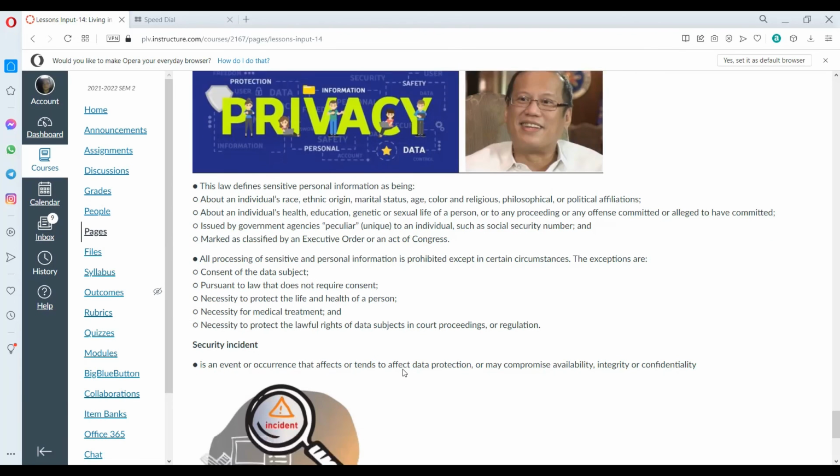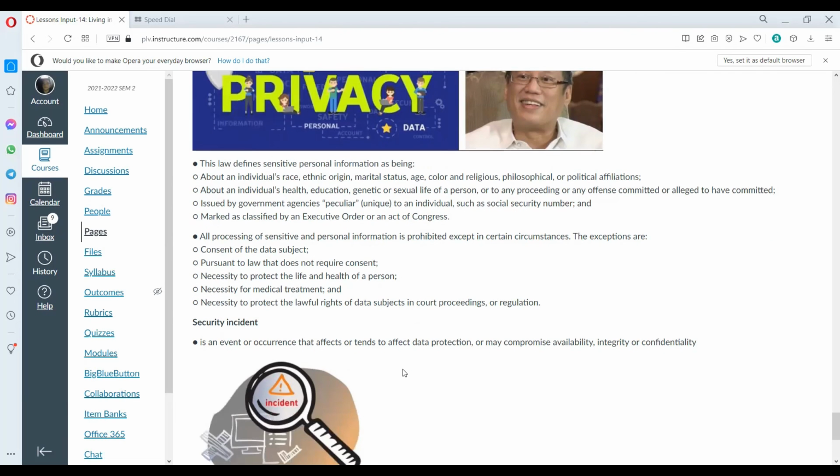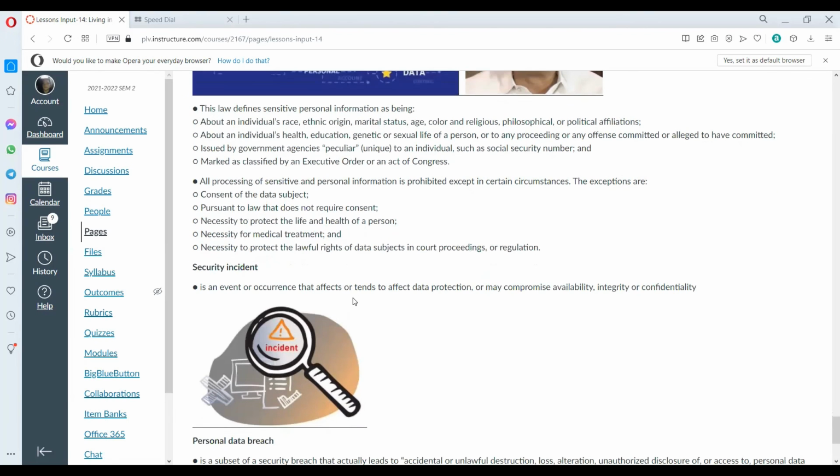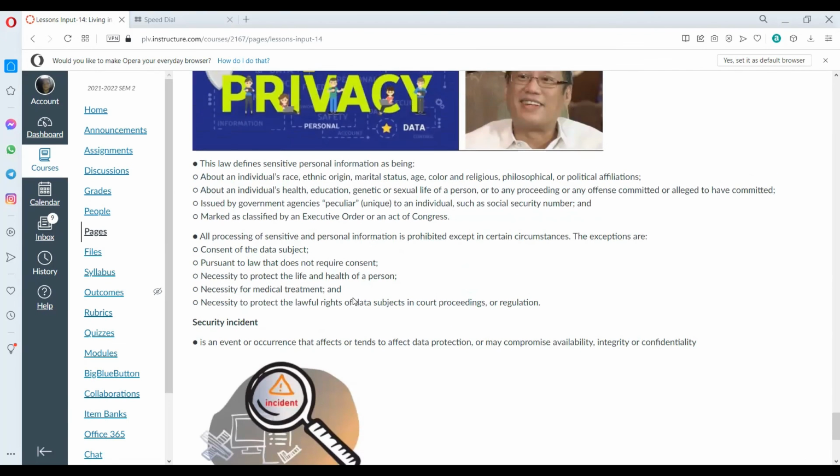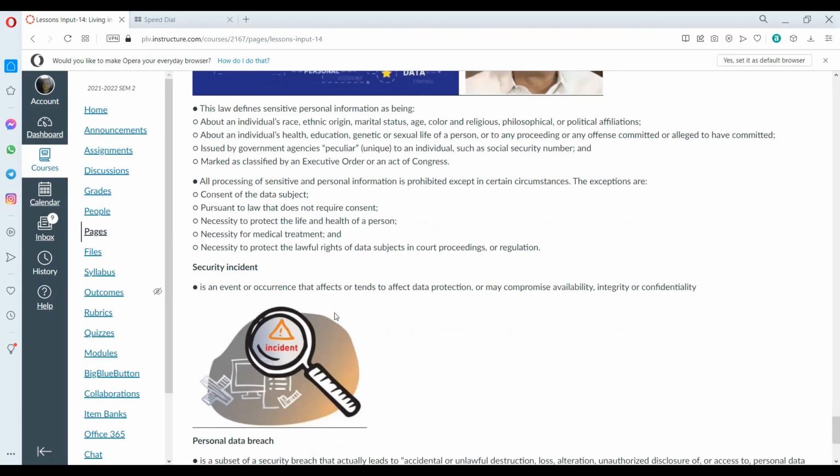All processing of sensitive and personal information is prohibited except in certain circumstances, which are consent of the data subject, pursuant to law that does not require consent, necessity to protect the life and health of a person, necessity for medical treatment, and necessity to protect the lawful rights of data subjects in court proceedings or regulation.